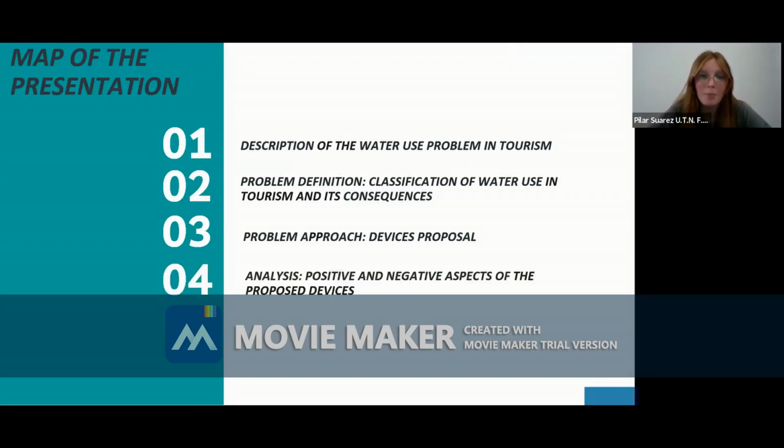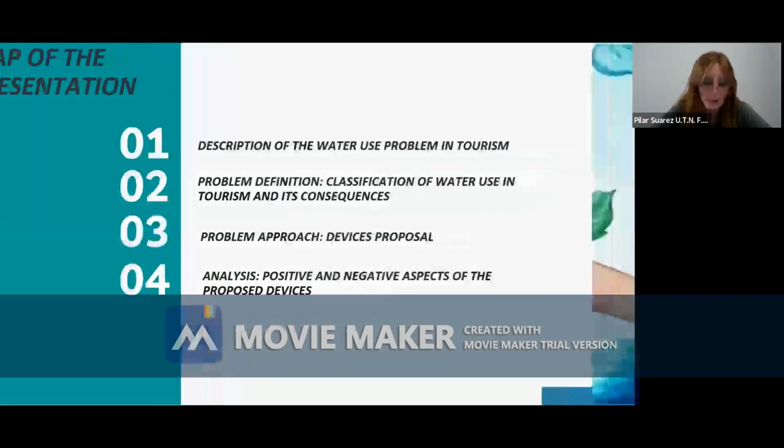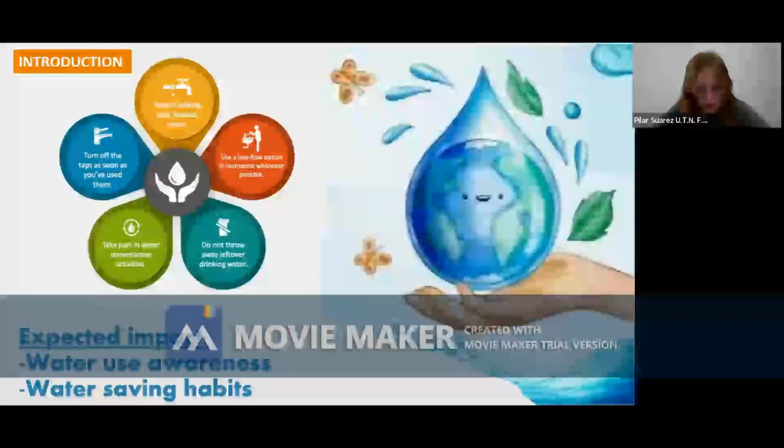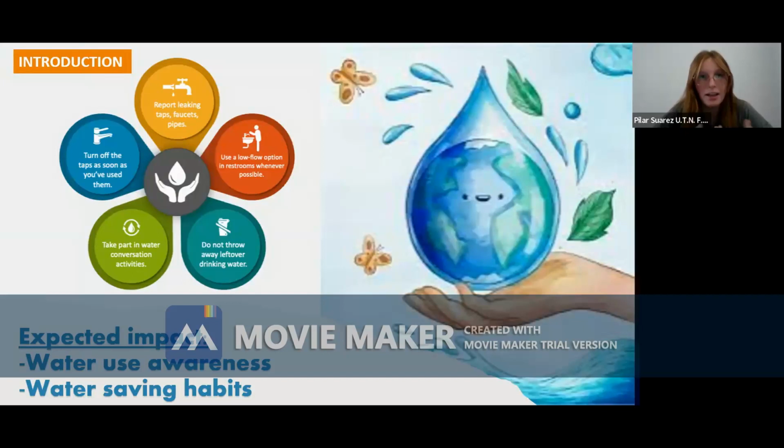And finally, the effectiveness of the application of the proposed devices will be evaluated. It is expected that this work may awaken interest in the readers and create positive habits in them.